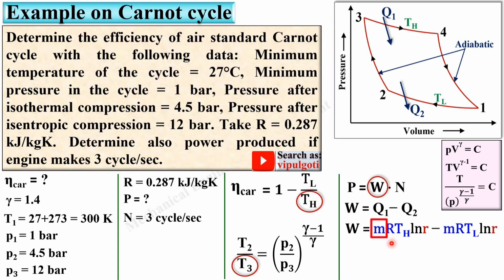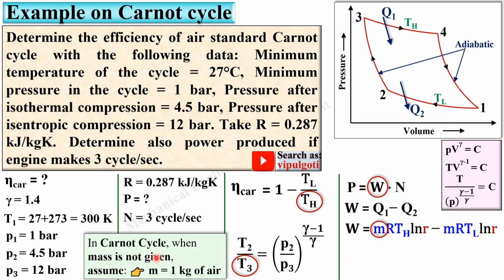Now again the question is about the mass. Because mass is not given to you over here, simply you can assume for the Carnot cycle, mass is equal to 1 kg if it is not given to you. So now I can take R and ln R as common. So in bracket it is TH minus TL. Here I have put the value of R as P1 upon P2, because already we have discussed this is actually V2 by V1 in the formula.